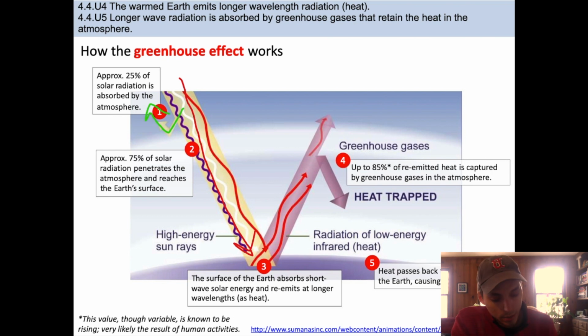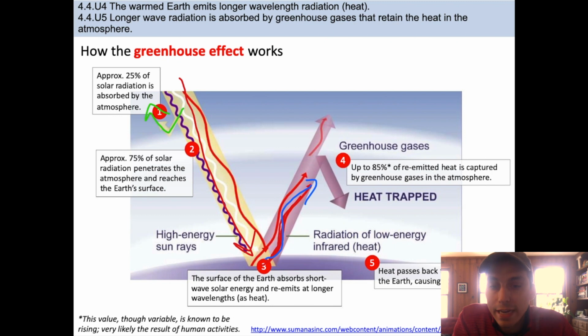So the energy coming in from the sun is short-wave radiation, and you can see that displayed by these waves. So these are really narrow, really short waves. So the surface of the Earth absorbs that short-wave solar energy, and then when it leaves, you can see over here, it is these longer, slower waves. There we go.